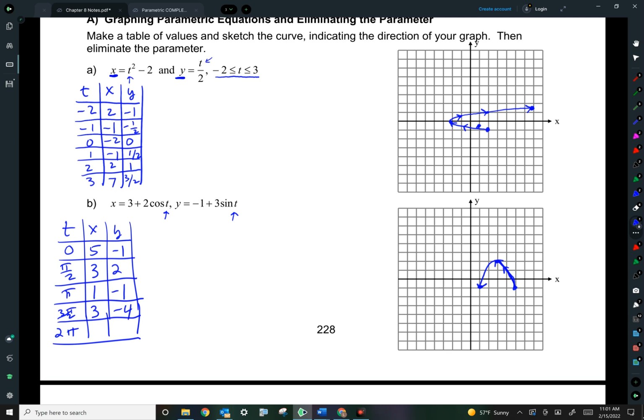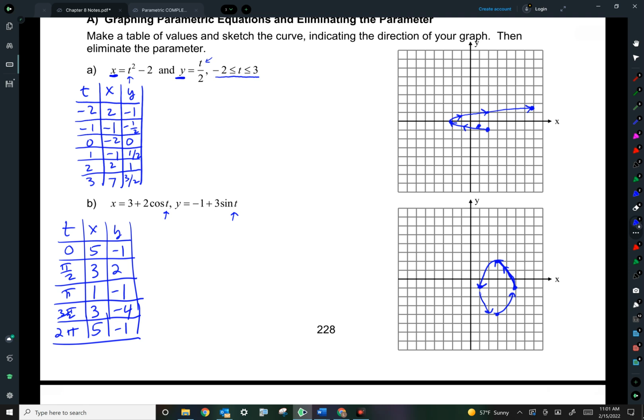So then I go to 3, -4. So I'm heading back down this direction. And then at 2 pi, if I plug in 2 pi, it's going to take me to 5, -1. And if you notice, 5, -1 is the point I started with. So if I follow this along, basically it's mapped out this ellipse, I think.